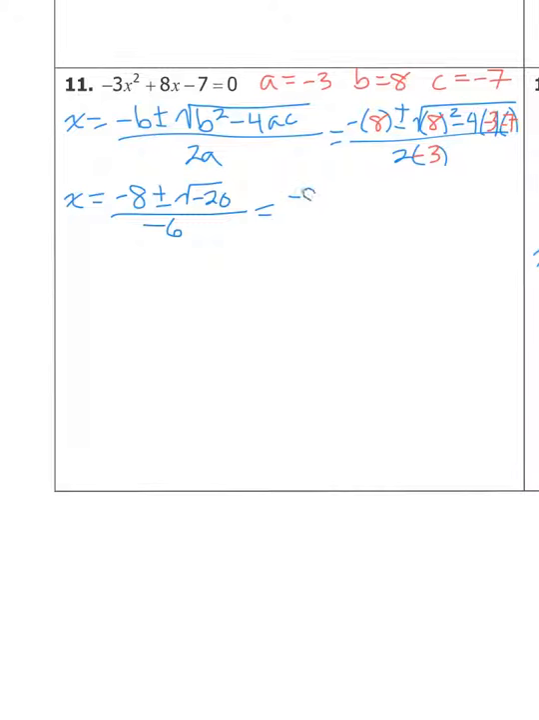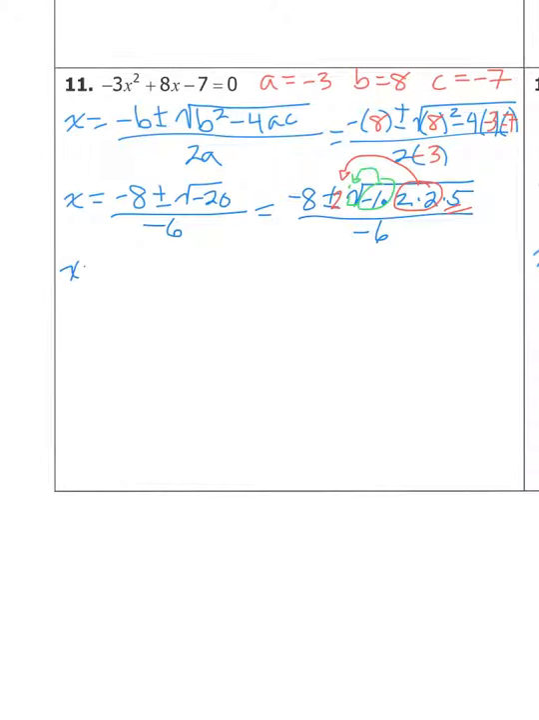This -20 is not a perfect square, so you're going to have to simplify that radical. So I'm going to take the negative out from the 20, and the 20 will prime factor into 2, 2, and a 5, all divided by -6. So this negative comes out in front as an I, and then you're going to circle a pair of 2s, and they're going to come out as a 2, and you'll have a 5 left underneath.